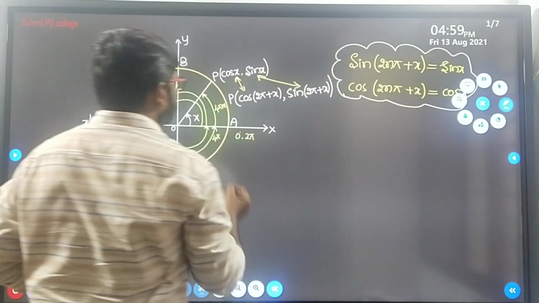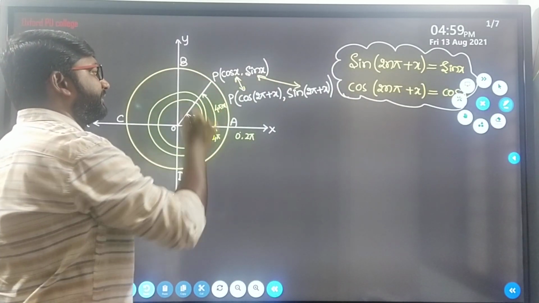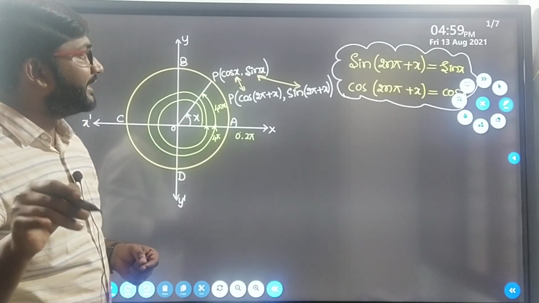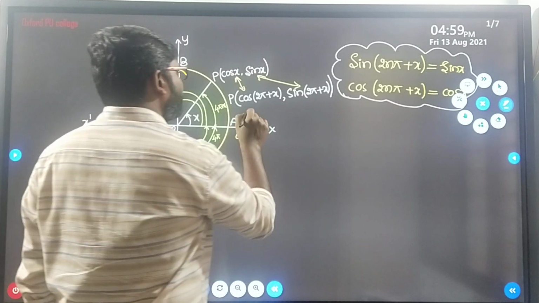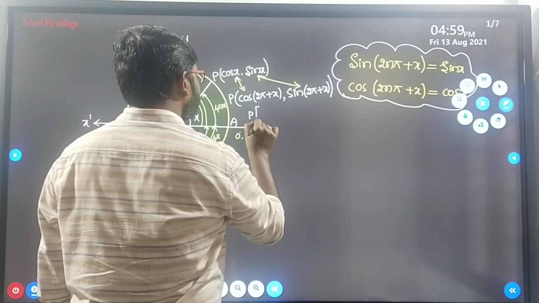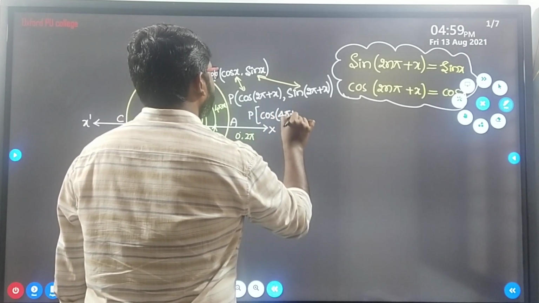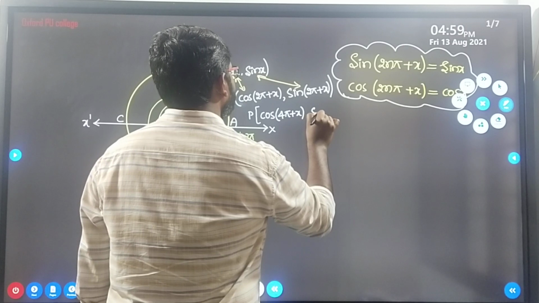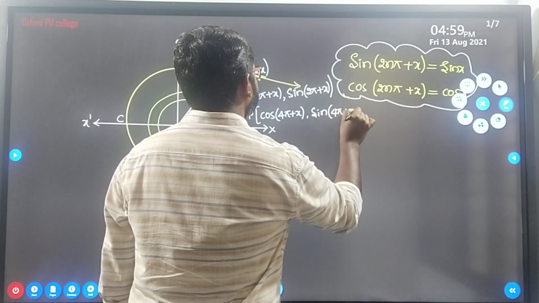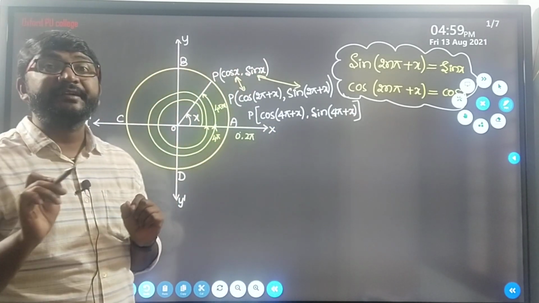What are the coordinates? The total angle, 2 complete revolutions plus this extra angle. So it is cos of 4 pi plus x, comma sin of 4 pi plus x. So the coordinates of P are cos of 4 pi plus x, comma sin of 4 pi plus x. So these are the coordinates of the point P.